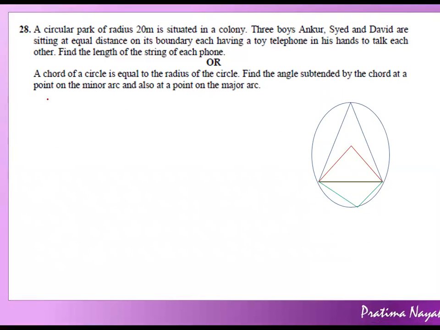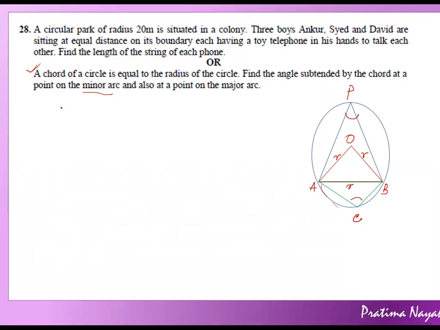Next, the chord of a circle is equal to the radius. This is a chord, AB is a chord. Its length is same as your radius. This is radius, this is radius, this length is also radius. Now find the angle subtended by the chord at the point on the minor arc. For AB, this is your minor arc. So you have to find your ACB, and also the point on major arc, you have to find APB. You will see that there are two questions. This question is relatively easier than the previous one. So read the question and try to find out which question you can do.